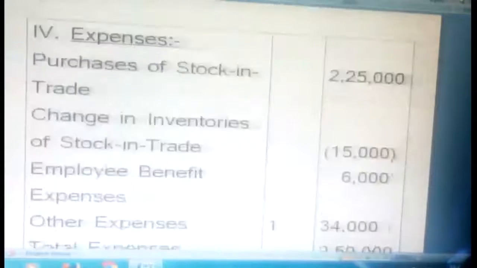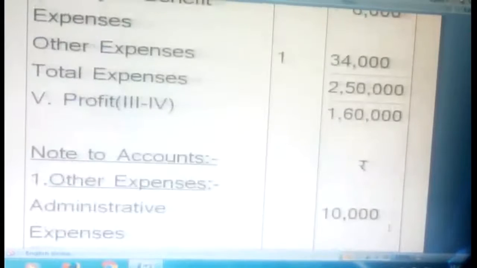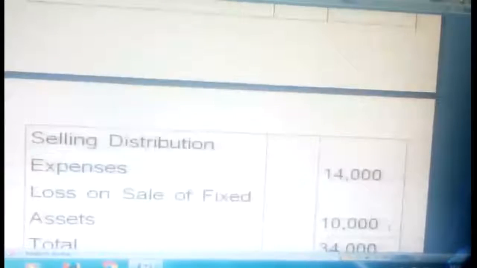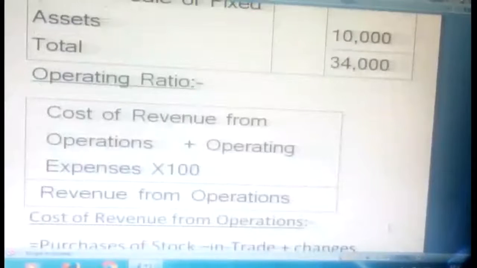See here, our total revenue minus our expenses. So you get it from the total revenue 4,10,000 minus our total expenses 2,50,000. We got it, profit is 1,60,000. Okay, so this is the problem they have given. From this problem, we are going to calculate the cost of revenue, operating ratio.